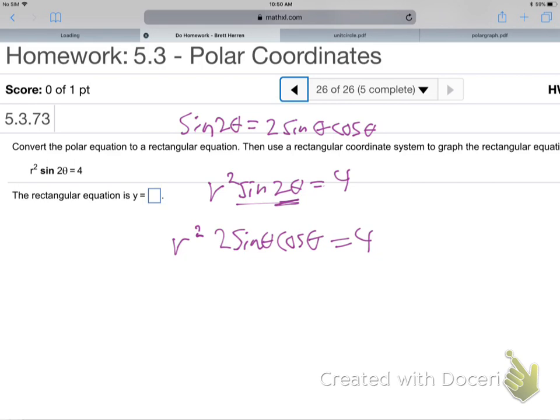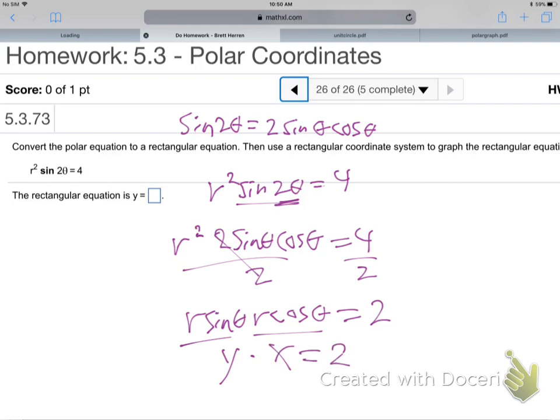Everybody good so far? I'm just running out of time, so I'm going to whip through it. Divide by 2 on both sides. Separate these r's. So it's a little bit of trickery here. See how I separated the r squared into 2 separate r's? Why? Because then r sine is y, r cosine is x, x times y is 2. Solve for y. Divide by x. Y is 2 over x.